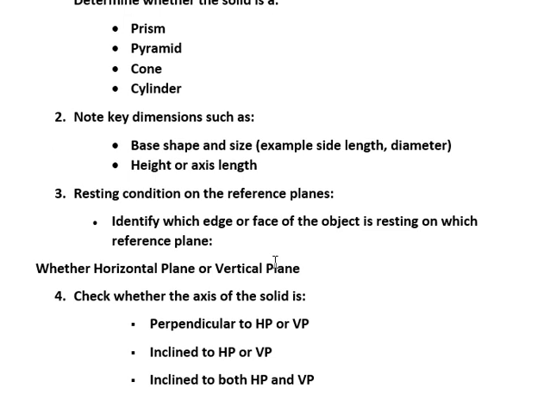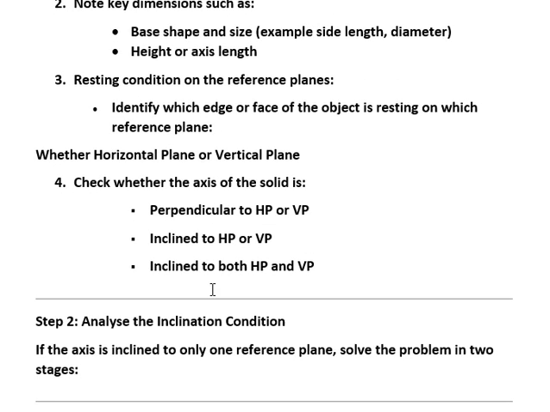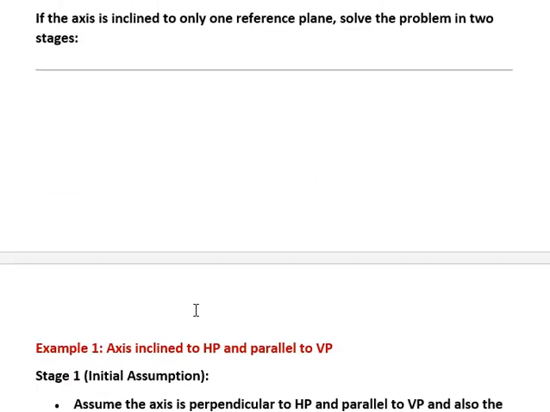Usually, if it is a part B question, when the axis of the solid is inclined to any one of the planes, we have to draw its front and top views. For example, if the axis is inclined to only one reference plane, we have to follow the two-stage method, two stages for getting the answer. If the axis of the solid is inclined to both reference planes, we have to go for three steps. There are three stages for getting the answer.